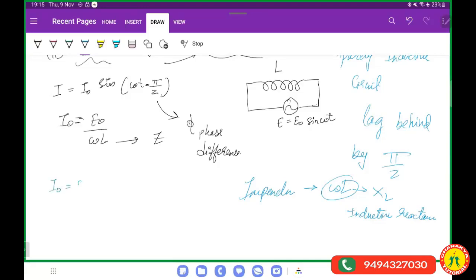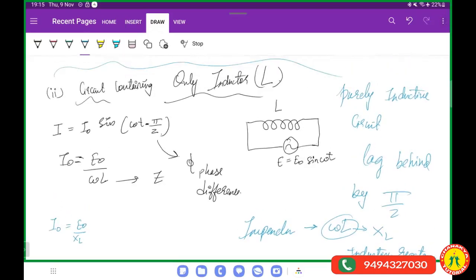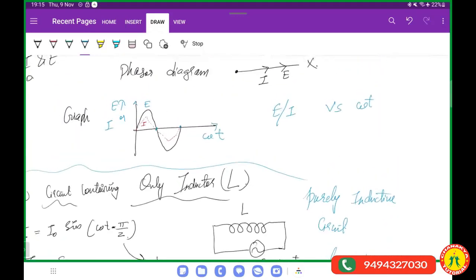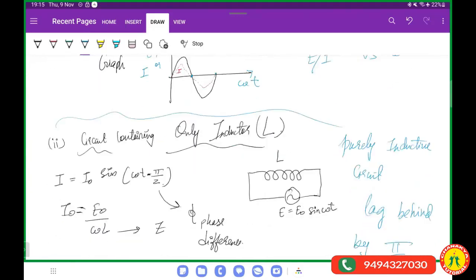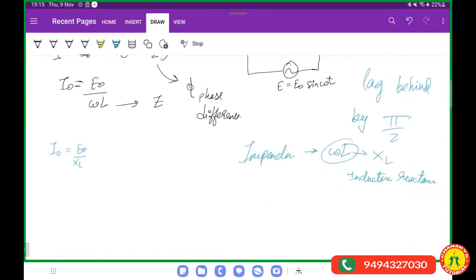So we'll write like this: I naught equals E naught by XL. Here we can write Z also because we have only XL here. But Z is actually total. XL, R or XC together make Z. So it depends whether it has all three, or one, or two. Let's see one by one. So let's first finish the graph portion.